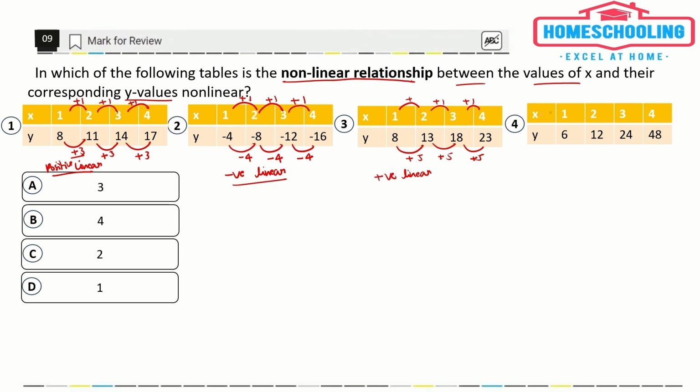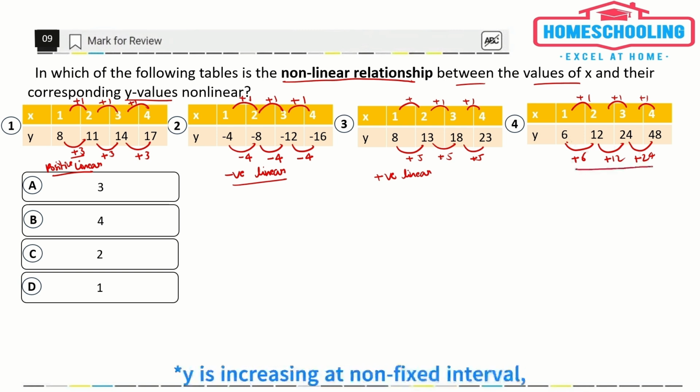Now let's come to table number 4. Here we are increasing x by 1 unit, so plus 1, plus 1, plus 1. Here, when we are increasing x by 1 unit, y is increasing by 6 units. When we increase x by 1 unit, y is increasing by 12 units. And again, when we are increasing x by 1 unit, y is increasing by 24 units. So this is a non-linear relationship.